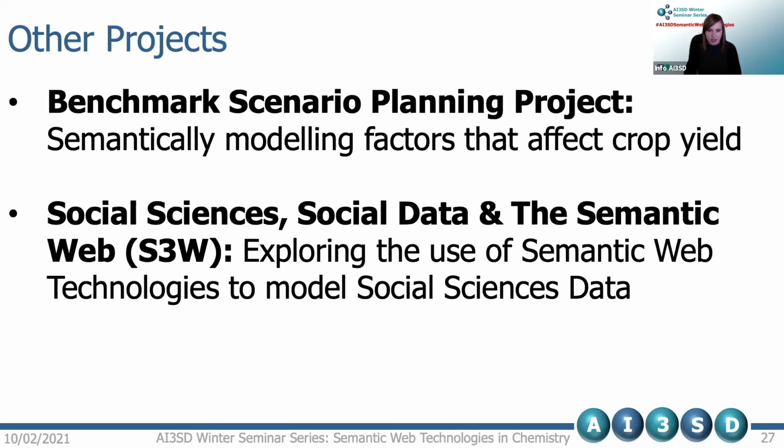So I wanted to mention these two other projects briefly as well. Although they're not chemistry related, my experience on them has definitely fed into the lessons learned section I'm going to cover next. So the Benchmark Scenario Planning Project was a joint project between Syngenta, the University of Southampton, the University of Aberystwyth and AGCO. The aim of the project was to model and cluster environmental and human factors related to crop yield to see which of the human factors could be tweaked to maximise crop yield based on your environmental situation.